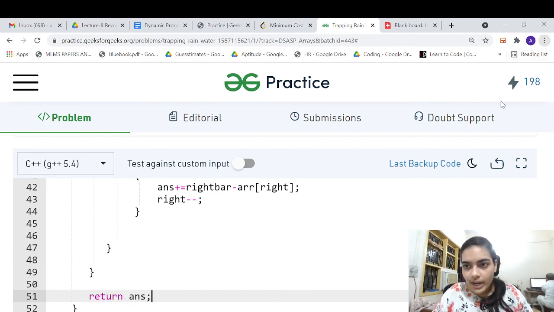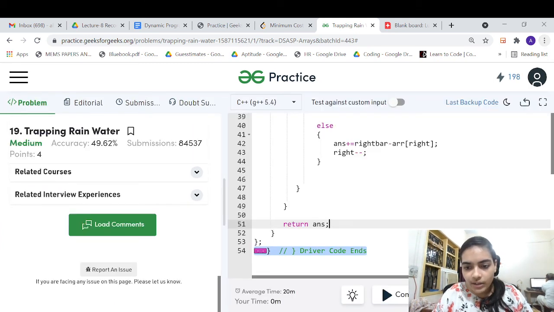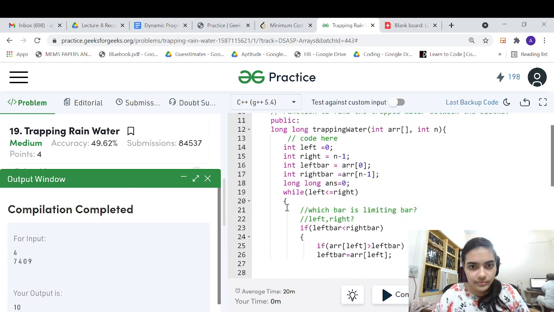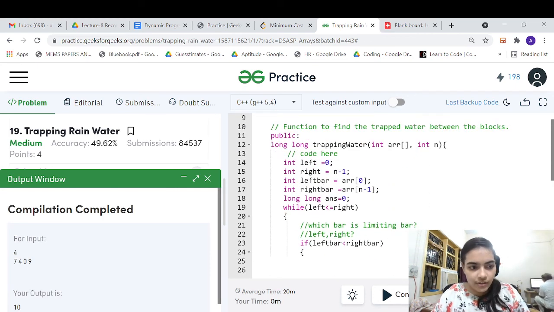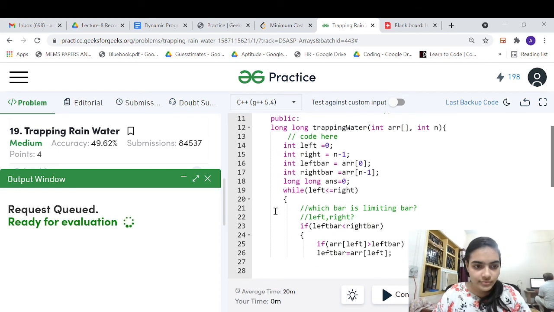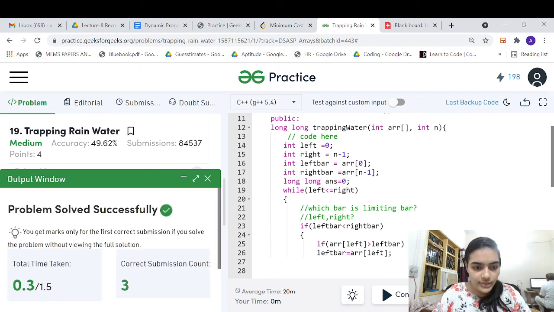So that's it. Now let me zoom it out and let us run this code. Let's see if it is working. Okay, it's fine. Now let us submit the code and see if it is getting accepted. So it's getting accepted. That's it.